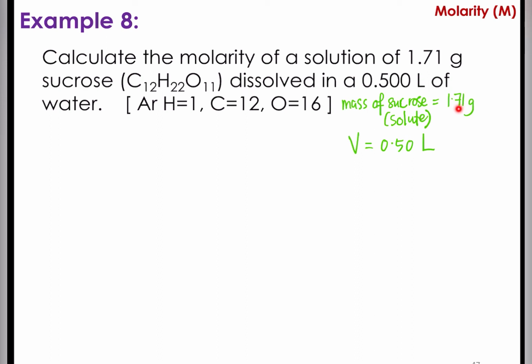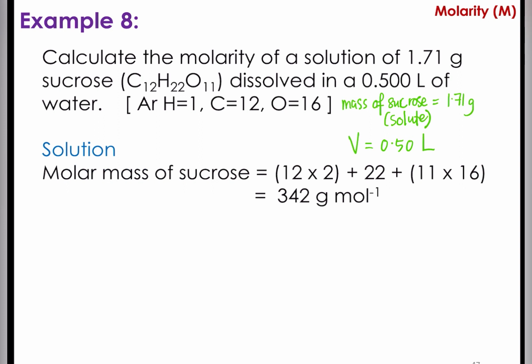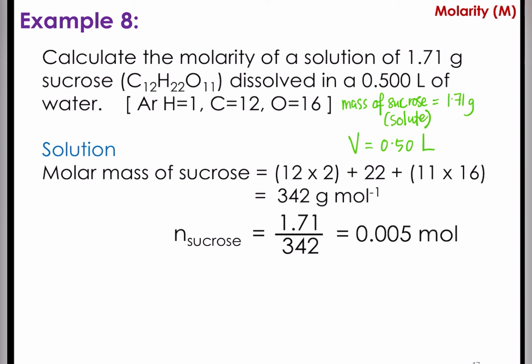Yes, of course I can. This means I can use the formula number of moles equals mass over molar mass. Can I calculate the molar mass of sucrose? Yes, because the formula is given: C12H22O11. So in the first step, you calculate the molar mass of sucrose. You will get 342 gram per mole. Now, can I calculate the number of moles? Yes, using the formula mass over molar mass, I get my number of moles.